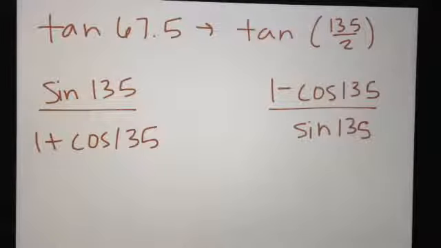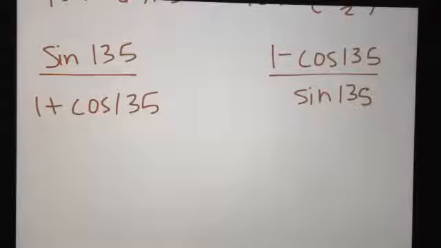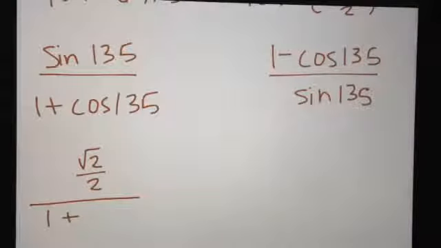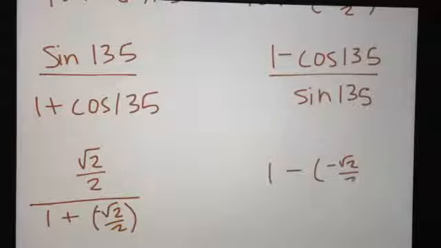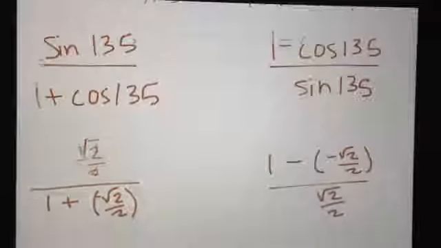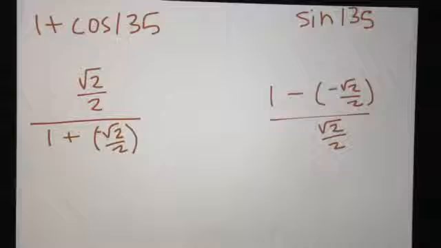Okay, so sine of 135 is positive root 2 over 2. So on the top of the one on the left, we have positive root 2 over 2. And then on the bottom, we have 1 plus negative root 2 over 2. For this one, we're going to have 1 minus negative root 2 over 2. And on the bottom, we're going to have positive root 2 over 2. So those are the two things we have so far.